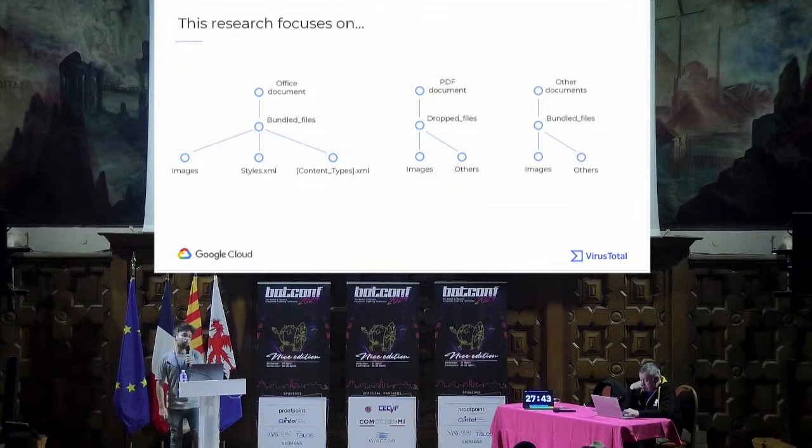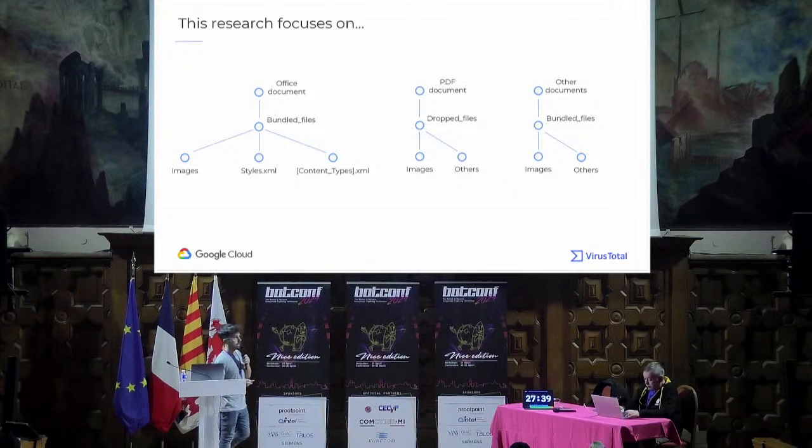And finally, we have another kind of document. In this case, we are going to see email, and emails have something similar to what we have with the PDF or the Office document's bundle files. But we also have another section in the emails called email attachments that can be used for this purpose.